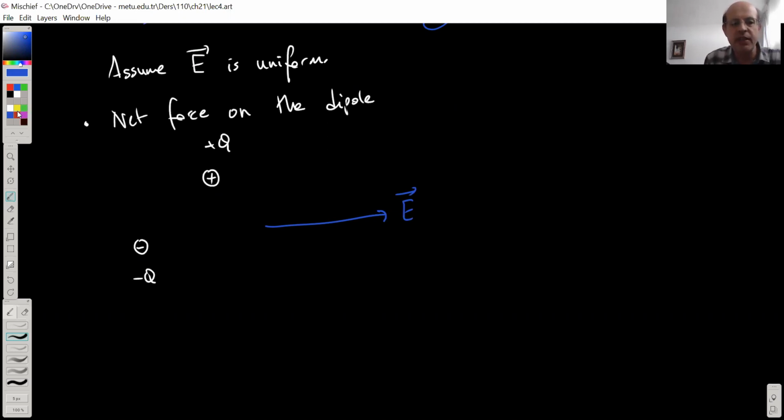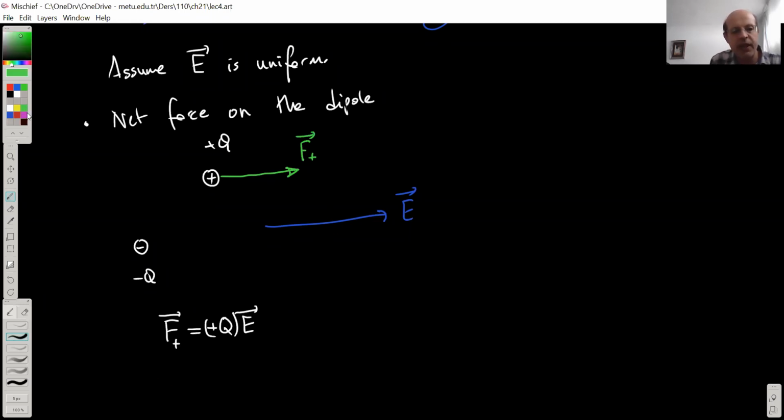Let me use a green color. First of all, let me show this. We know that the force applied on a charge is equal to charge multiplied with the electric field. So as a result, we can use this formula in here. So we can then first consider the force applied on the positive charge. So this is F plus. This is parallel to the electric field because the charge is positive.